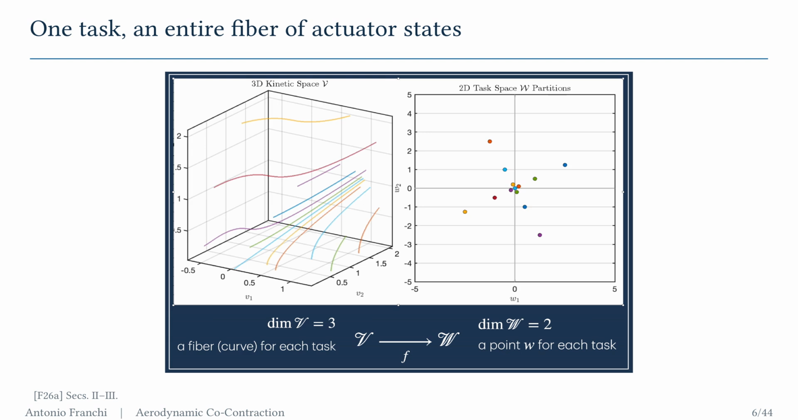The picture makes that definition concrete. The internal state space has dimension 3, while the task space has dimension 2. Each colored curve is a one-dimensional fiber. Every point on the curve maps to the same task point of the corresponding color. Therefore, the task does not select a unique internal state. It selects an entire fiber. Control allocation chooses where to operate on that fiber.